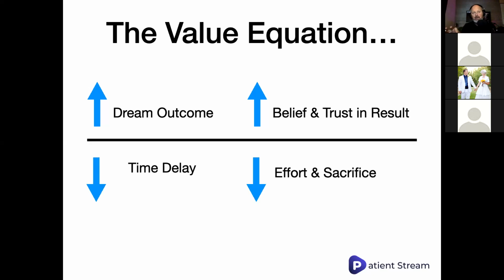Now, on the other side of this equation, we also need to talk about things like the amount of time, effort, and sacrifice. We need to decrease the perception of these things. Now, I'm not saying that we manipulate or that we mislead people. When we talk about time delay, speaking in terms of somebody with neuropathy, well, let's talk about how well your neuropathy is going to heal on its own. How long do you think that's going to take? Is it going to take any time at all? It could take years and years and years.